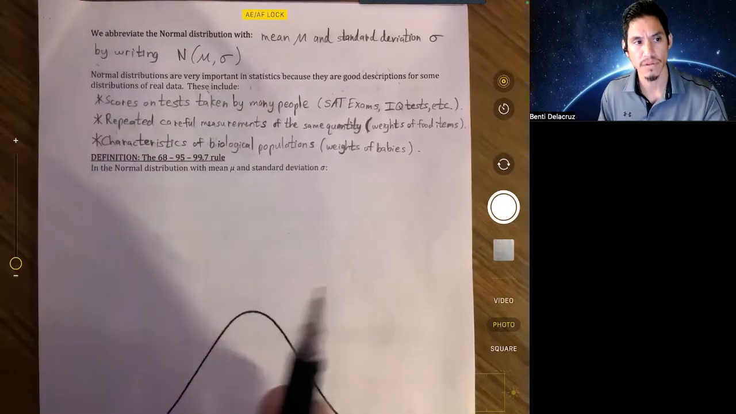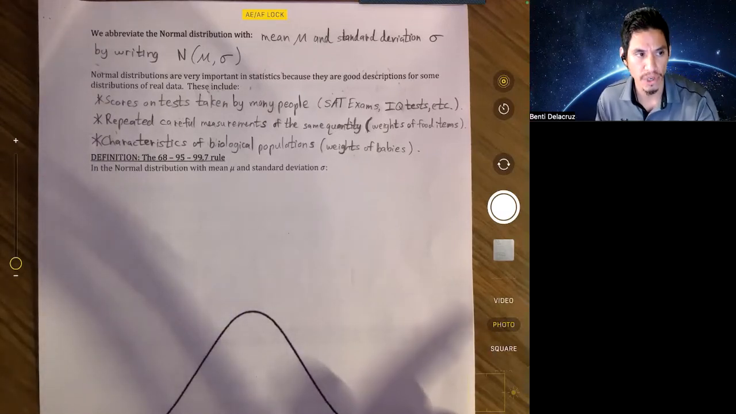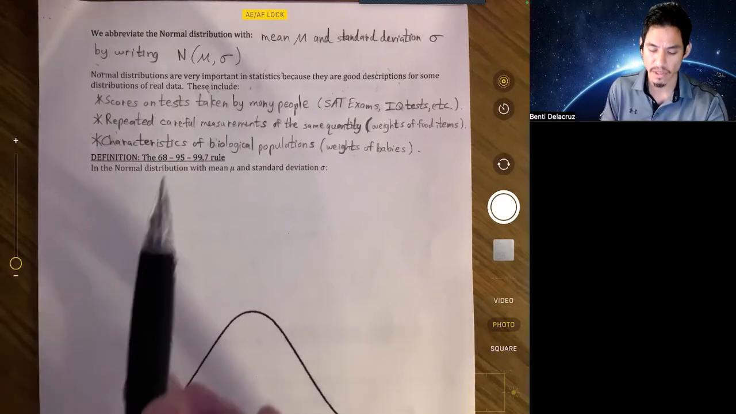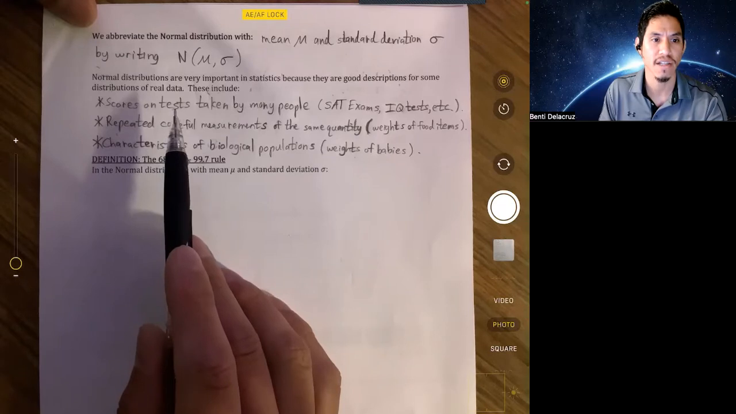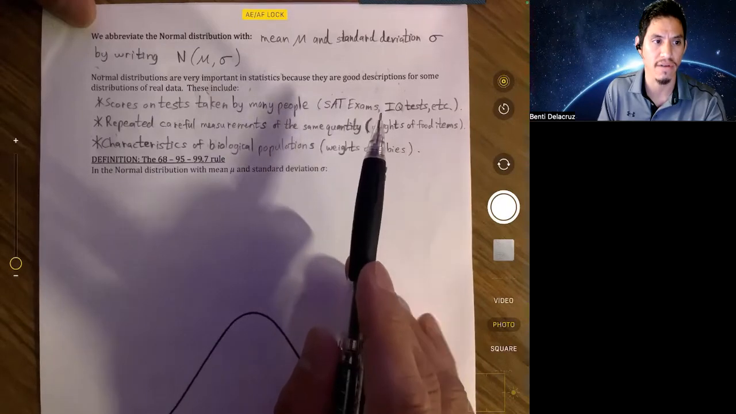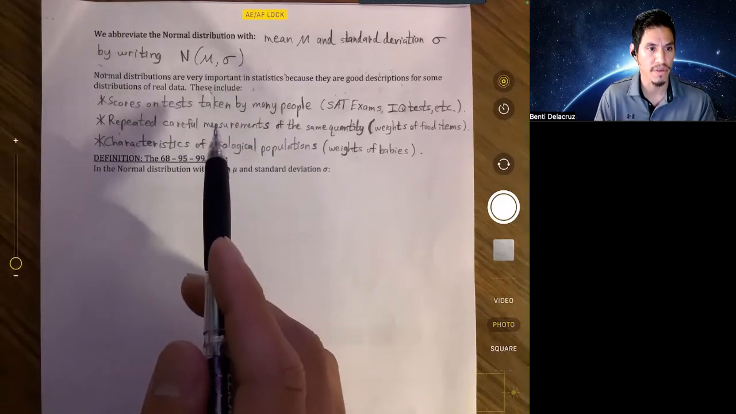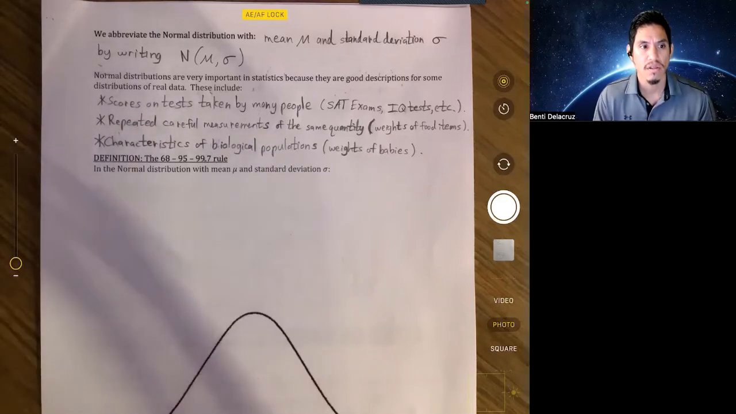Now, normal distributions are a big deal in statistics because they really help describe real distributions of data. These could be scores on tests, like if you were to take the SAT or an IQ test or many standardized tests throughout your life. Those sets of data are going to follow a normal distribution. If you were to make a lot of repeated measurements of something like the diameter of a tennis ball or a basketball over and over, you're going to see these values follow a normal distribution.